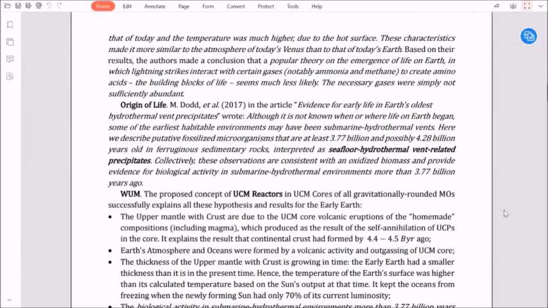The proposed concept of UC matter reactors in UC matter cores of all gravitationally rounded macro objects successfully explains all these hypotheses and results for the early Earth. The upper mantle with crust are due to UC matter core volcanic eruptions of the homogeneous compositions, including magma, which is produced as the result of the self-annihilation of UC particles in the core. It explains the result that continental crust had formed by 4.5 billion years ago.